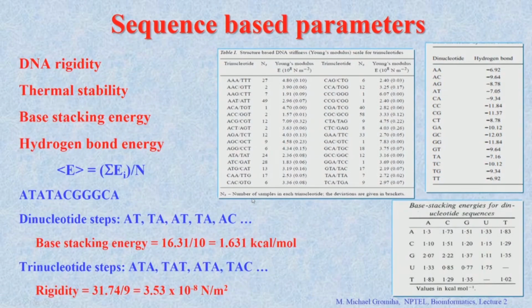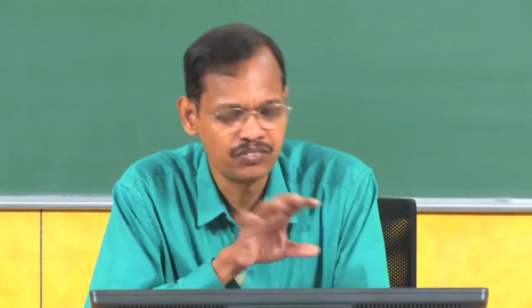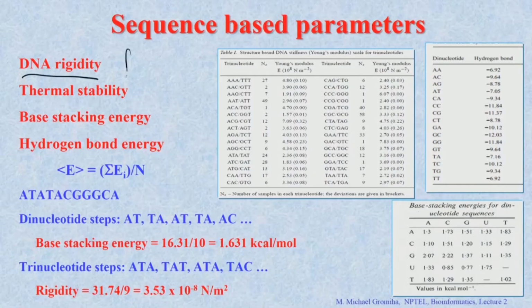Now, we can derive various sequence-based parameters. If you look at the nucleotides, they have various features, and you can calculate various features based on the sequence. I will explain a few aspects. One is DNA rigidity, or DNA flexibility. Totally, how many bases? DNA has 4. If you take the dinucleotides, there will be 16 dinucleotides, but if you consider the pairing, then you can reduce 16 to 10.